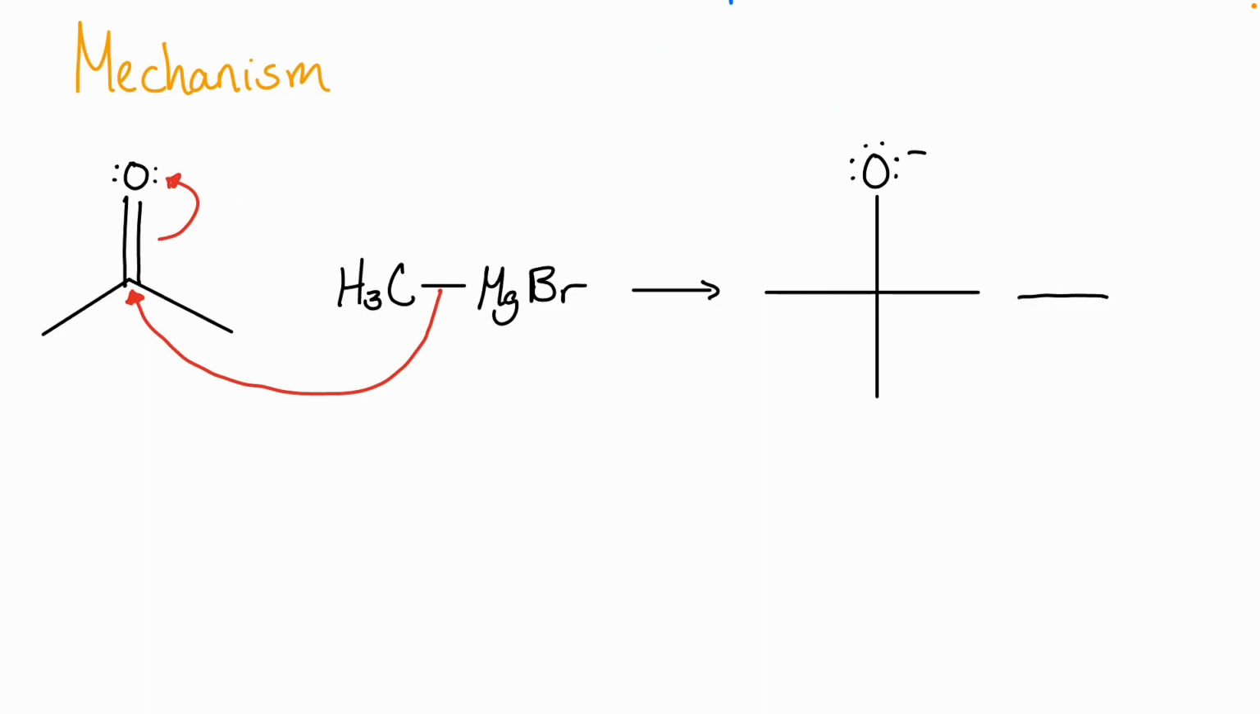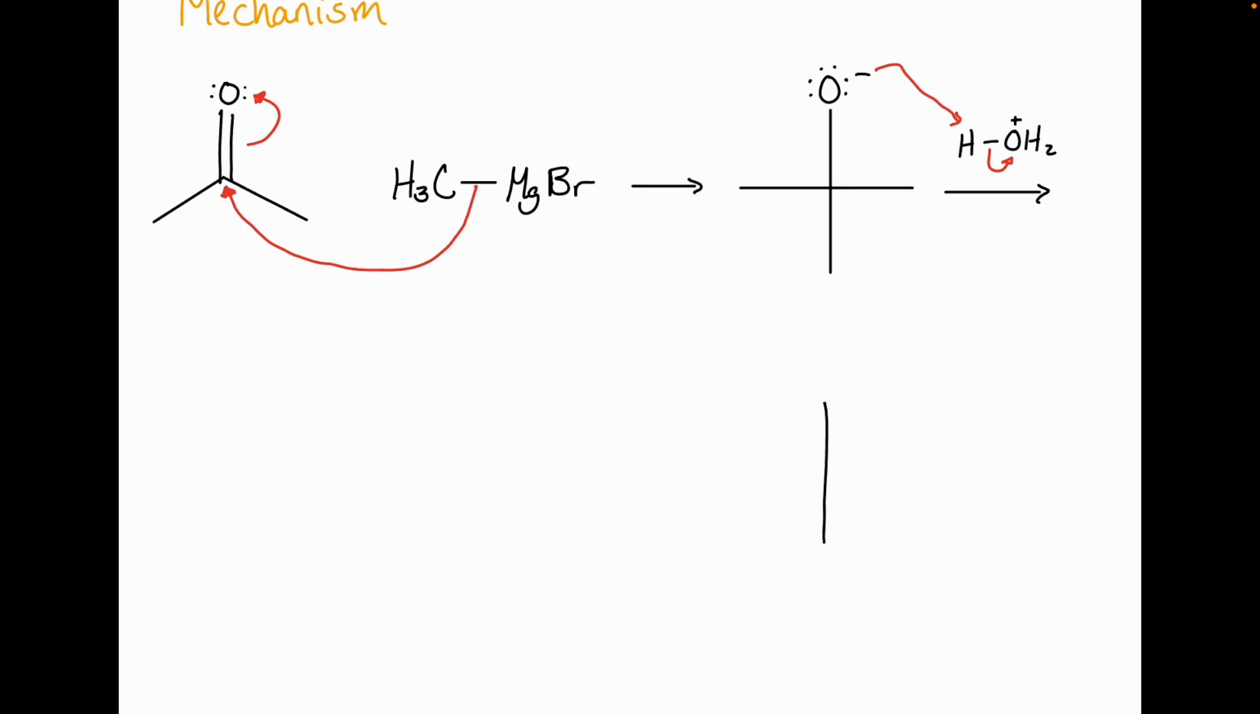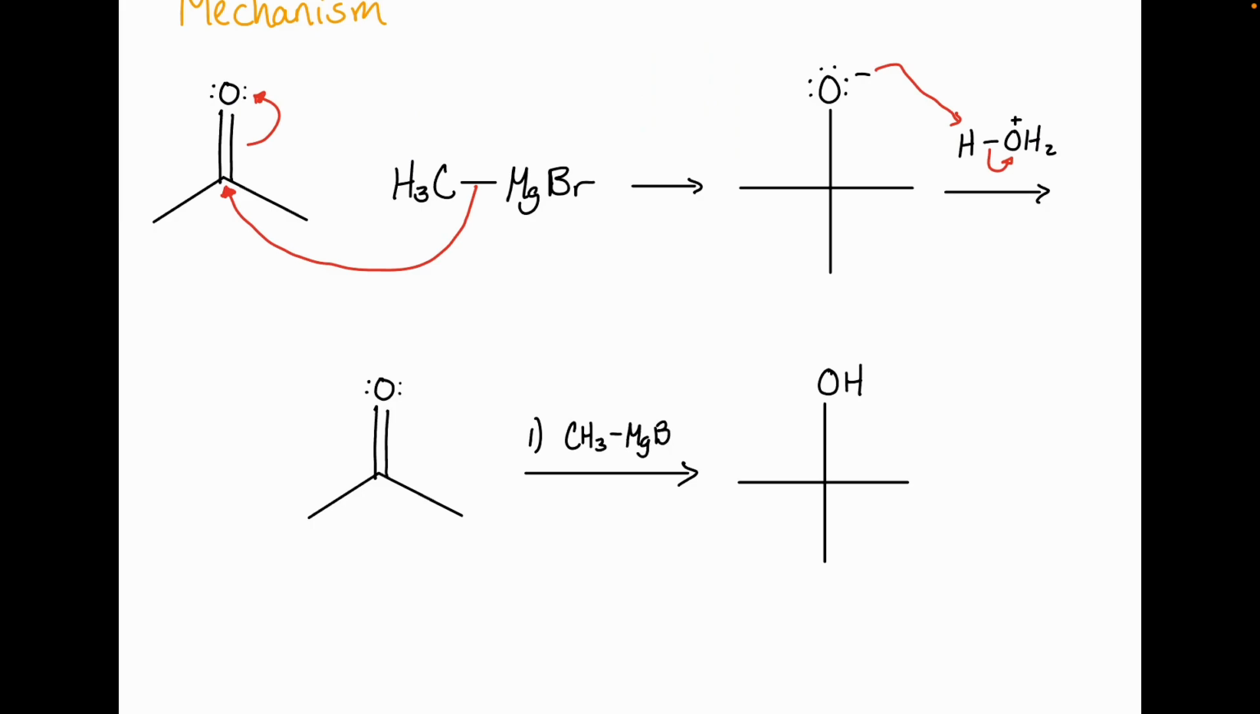Okay. And similar to before, it's stuck here until we do a second step where we follow it up with some dilute acid, some hydronium ion, which will help protonate that alkoxide ion. Okay, so our full list of reagents here to convert acetone into, what is that, 2-methyl-2-propanol, is first to use our Grignard. In this case, it was a methyl Grignard. And then second, we have that dilute acid step.